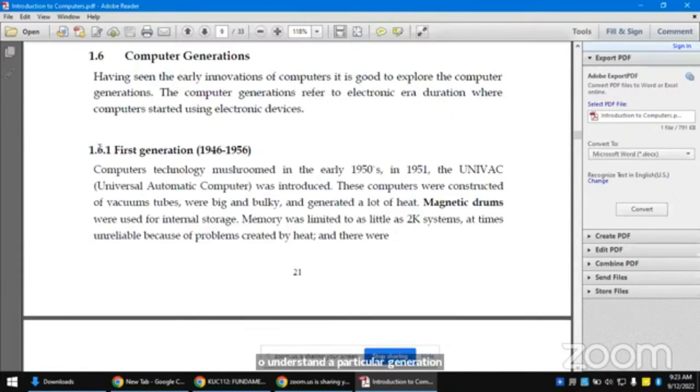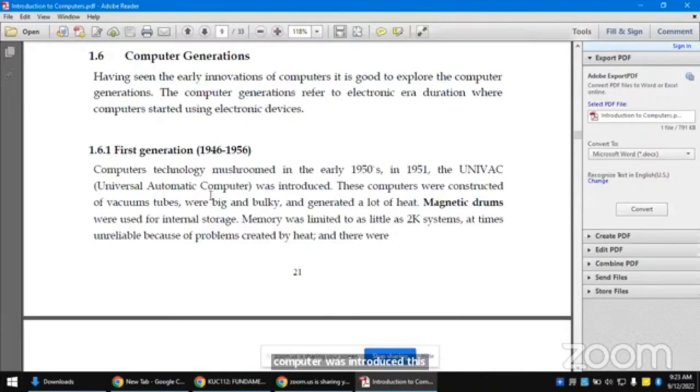So like today, we are looking at the first generation computers. This one came into play in 1946 to 1956. That's a 10-year period. Though computer technology mushroomed in the early 1950s. In 1951, the UNIVAC, which is the Universal Automatic Computer, was introduced. These computers were constructed of vacuum tubes.